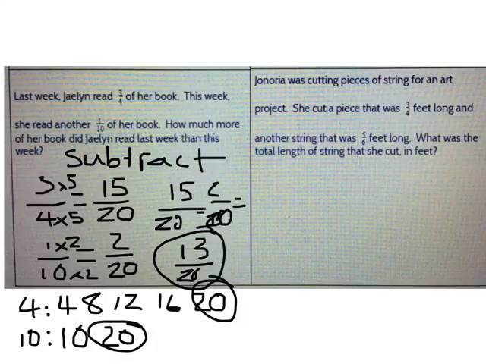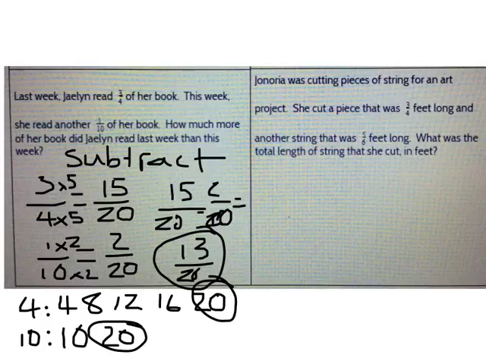Now let's do another. Janoria was cutting pieces of string for an art project. She cut a piece that was 3/4 feet long and another string that was 5/6 feet long. What was the total length of the string she cut in feet? Write your answer as a fraction or mixed number in simplest form.